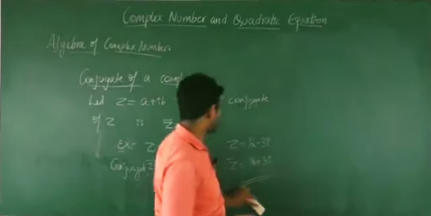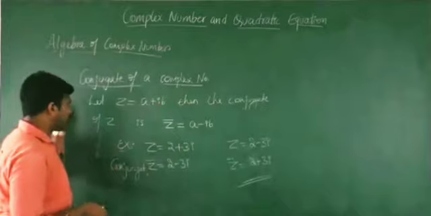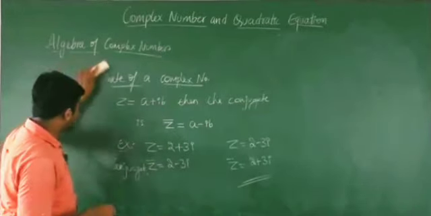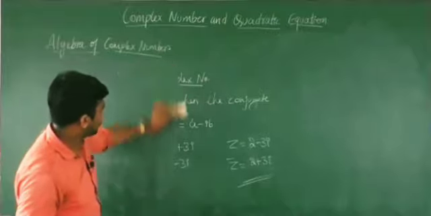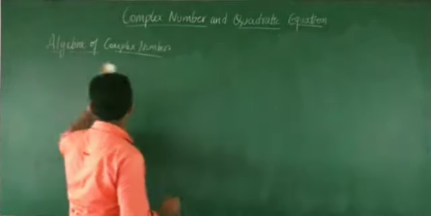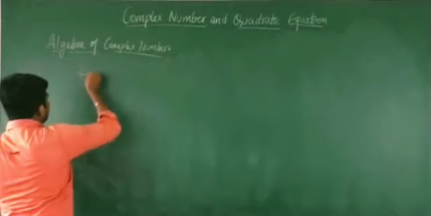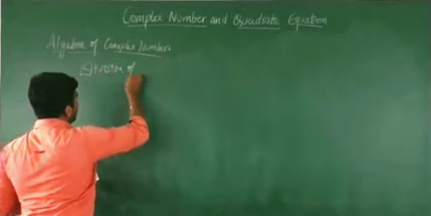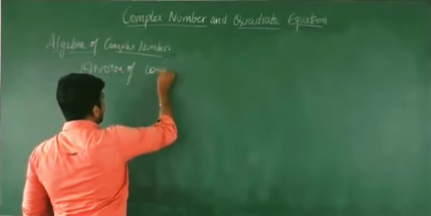See, how to divide two complex numbers. Is it clear? I will erase this one. Now I will move into the next operation, that is division of two complex numbers.